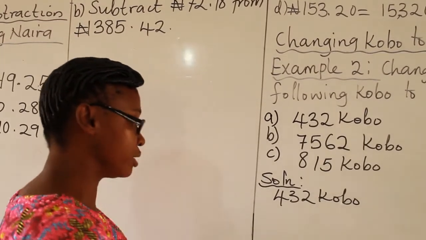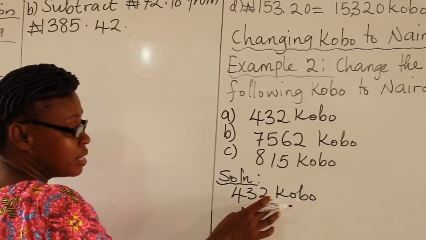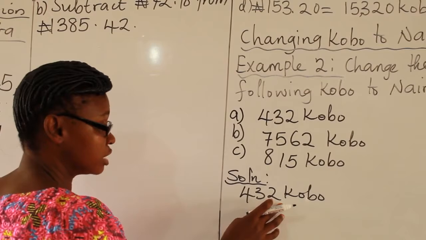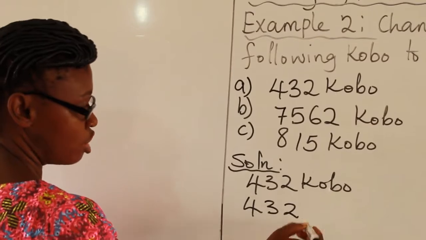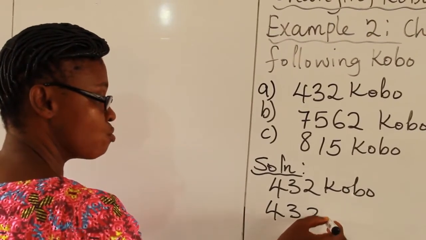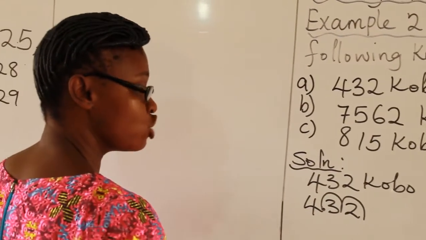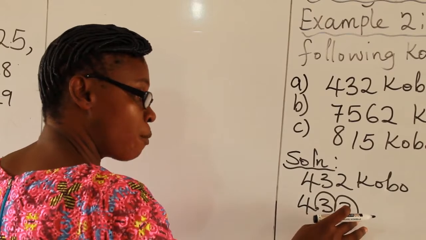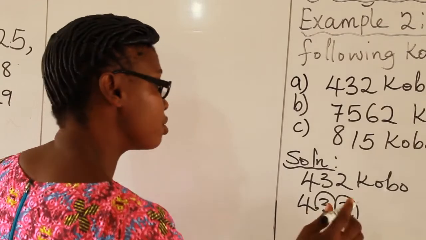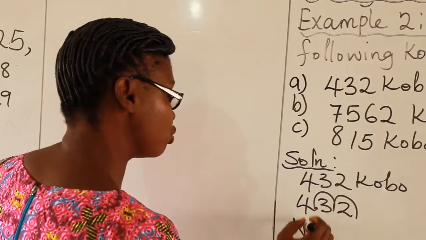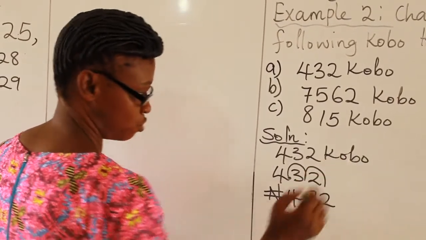So what you are going to do to this is that you will count 2 decimal places from the back side. 2 decimal places. So you have 4, 3, 2. From here, I hope you are watching me. You move 1, 2, and then you fix your point. You move 2 decimal places from the back side, and then you fix your point. Write out your numbers now with your naira sign: 4 naira 32 kobo.